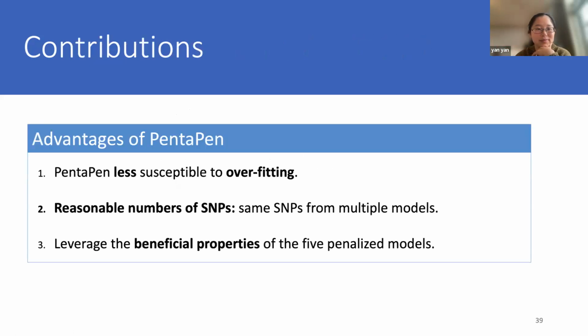Finally, to summarize some advantages of PandaPen, we can see there is less overfitting in this combined classifier. Another really important thing is the output SNPs come as a reasonable number in the potential list, and we will be able to use them to further validate the results. And this pen leverages the properties of five penalized regression models, so it has some advantage on that side.